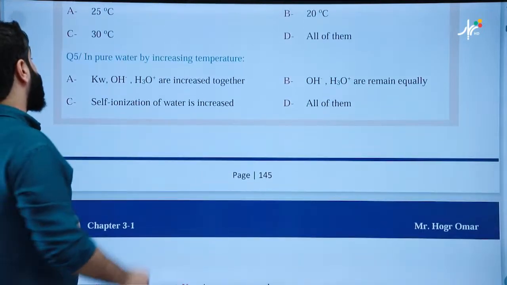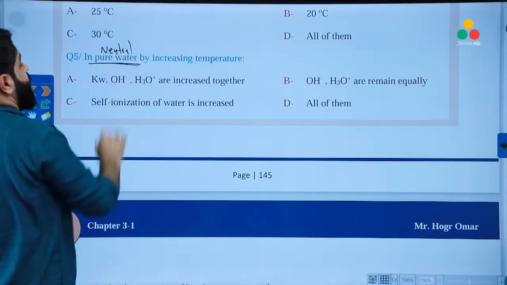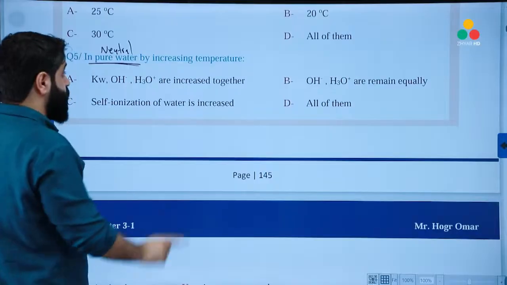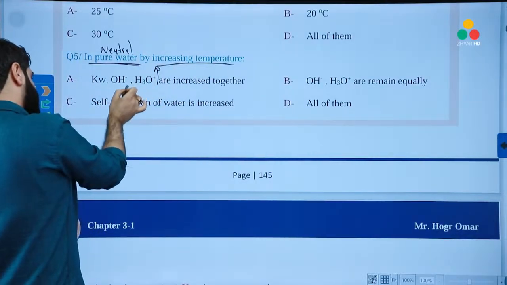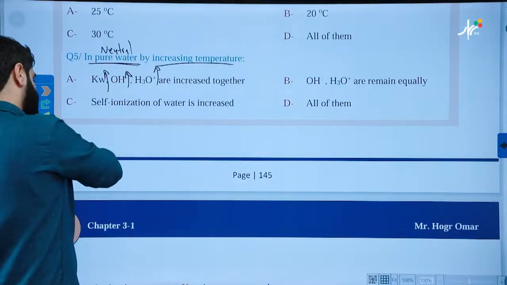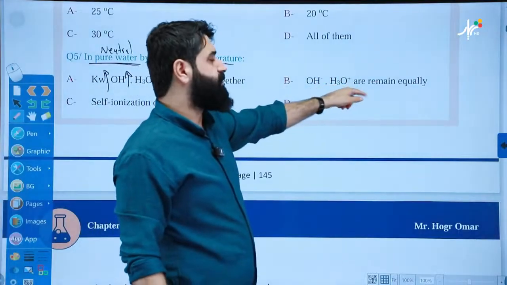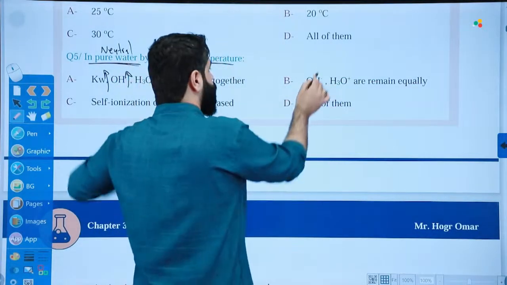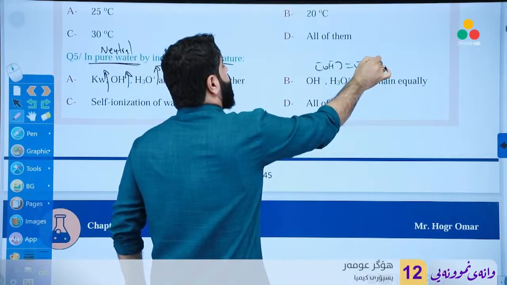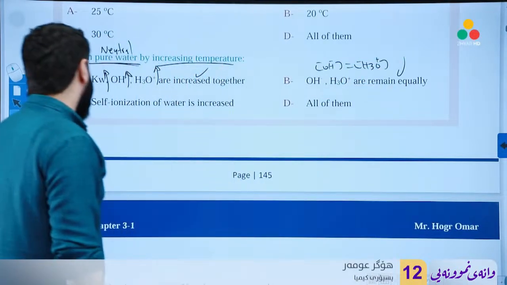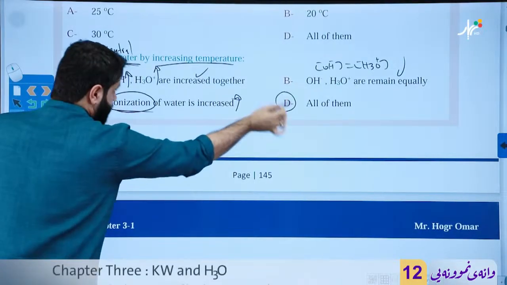Pure water. What is pure water? Neutral. Okay, in neutral, H3O and OH are directly proportional to temperature. As the temperature is increased, OH is increased, H3O is increased, and KW is increased. So all are increased together. Wait, OH and H3O remain equal? Yeah, because it's neutral. So OH and H3O are always equal in a neutral medium. This is also true. Self-ionization of water is increased? Yeah, ionization is increased, as I said.